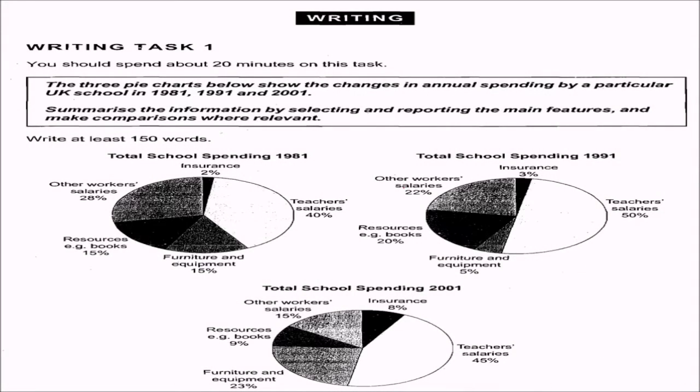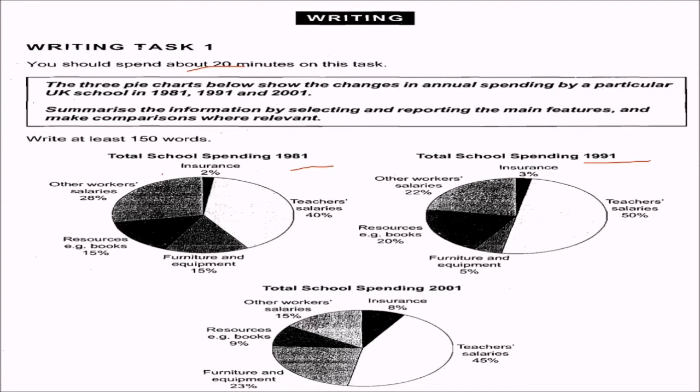Now we are on to the writing section of test 2. So there are two tasks. First is this one. You should spend about 20 minutes. There are three pie charts below showing the changes in annual spending by a particular UK school in 1981, 1991 and 2001. You need to summarize the information by selecting and reporting the main features and make comparisons wherever relevant.